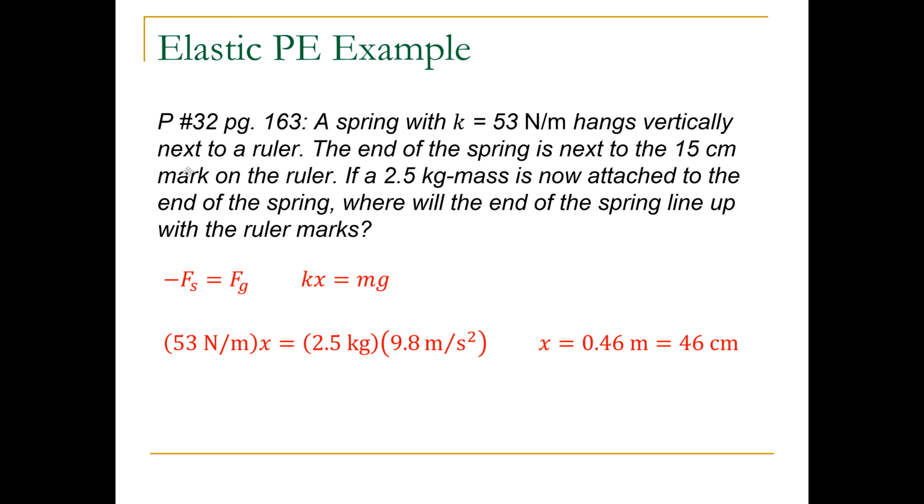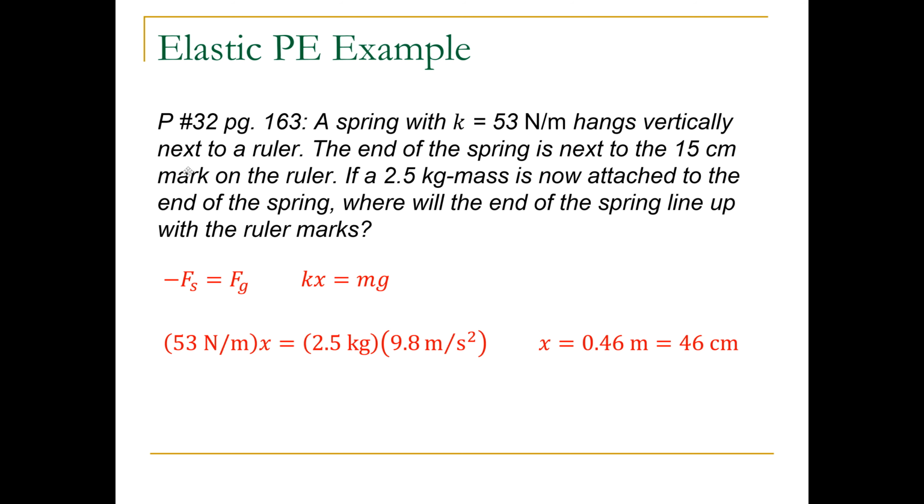I can plug in values that are given. So it tells us the spring constant, 53 newtons per meter. So there we have our units with the spring constant, newtons per meter. X, we don't know that quite yet. For the mass, we have 2.5 kilograms, gravity 9.8 meters per second squared. We end up solving and getting x as 0.46 meters or 46 centimeters.